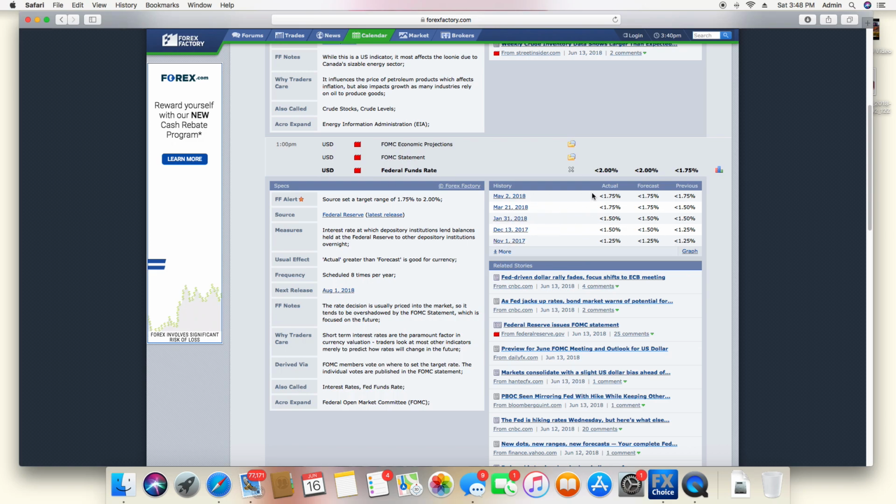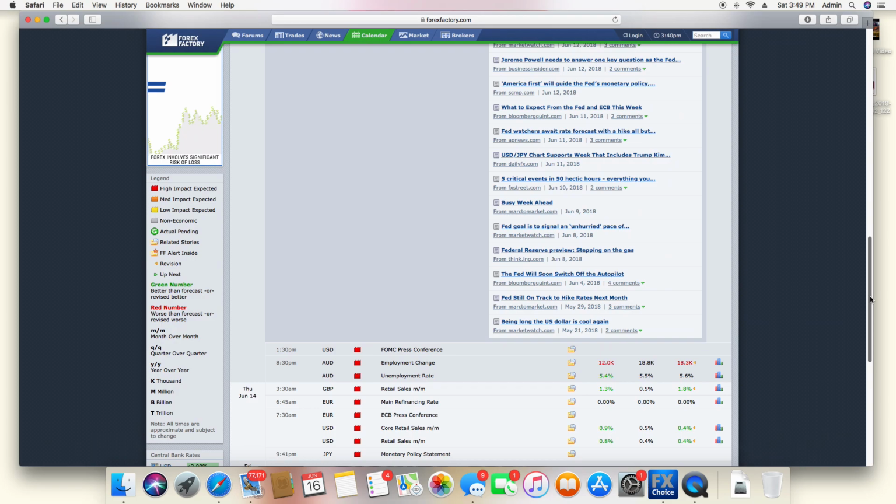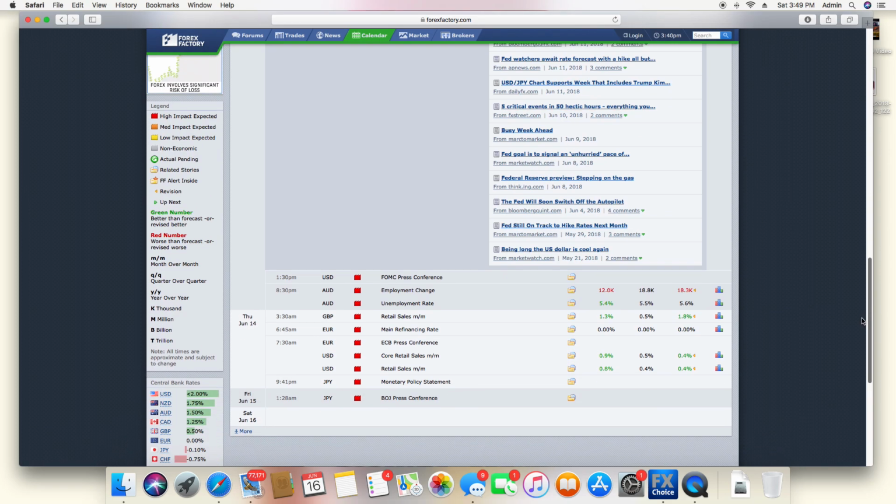If the actual was greater than what was forecasted, then it would cause the US dollar to shoot up. If it was less than, then the US dollar would shoot down. So hopefully that kind of makes sense there.